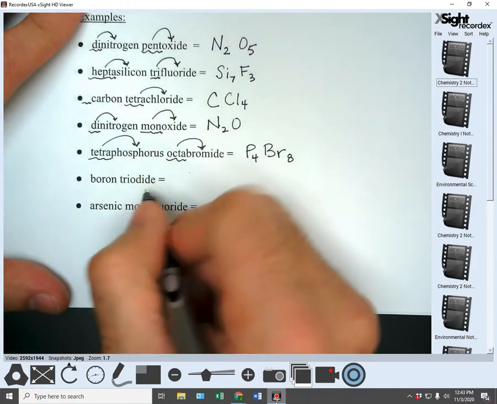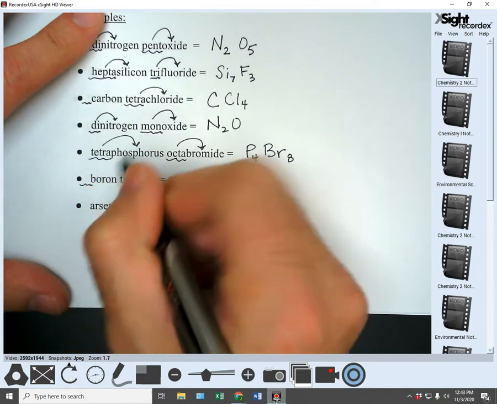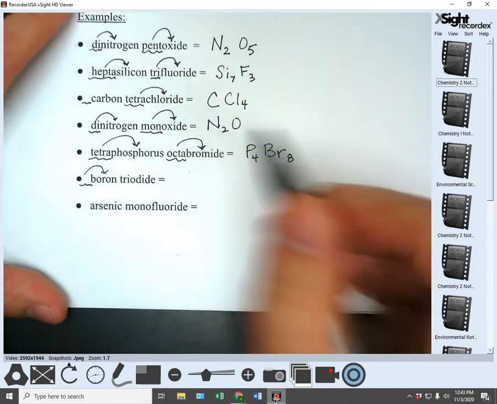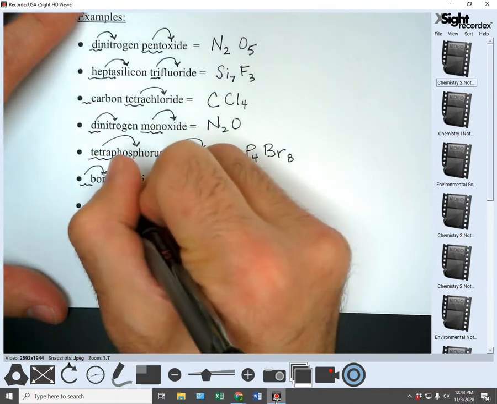Boron triiodide. So nothing in front of that. So that's just B.